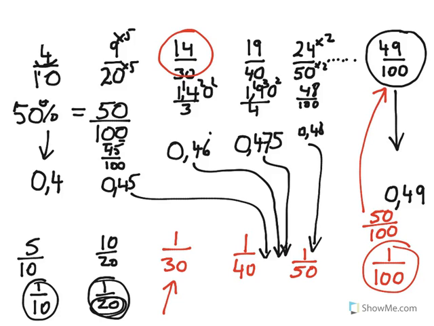It's 0.01 away from 0.5. So this one is, of course, going to be the right answer. And that's how you can do that question.